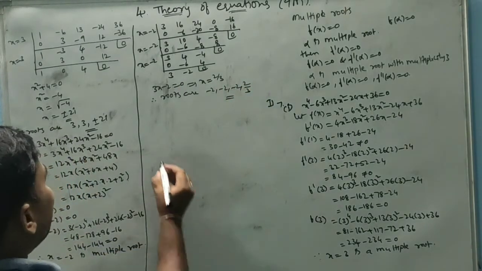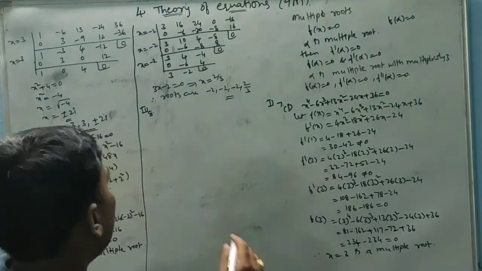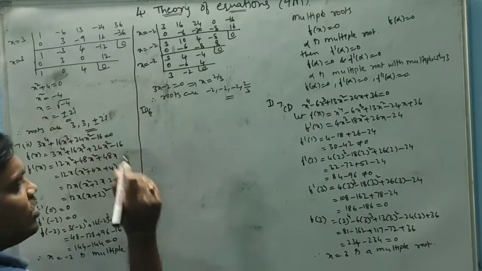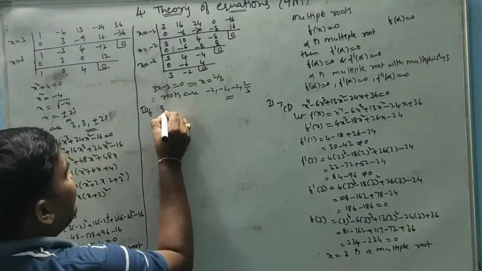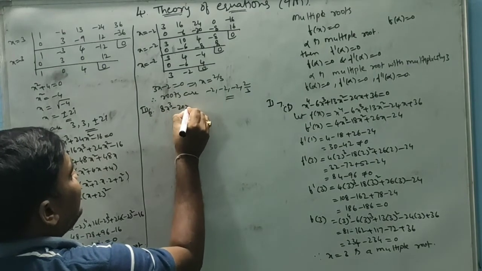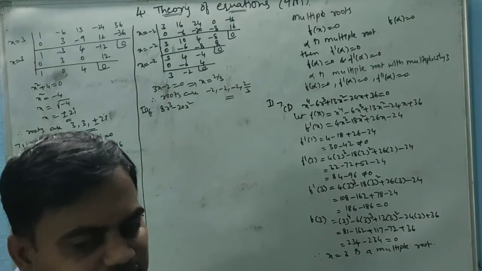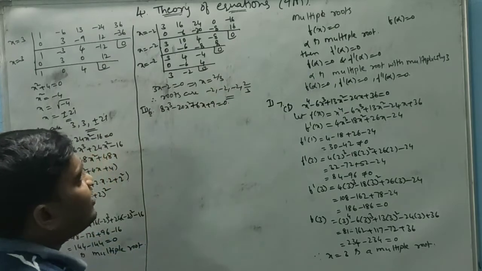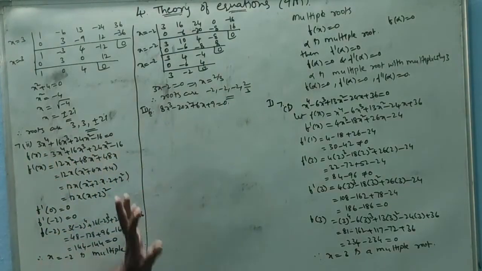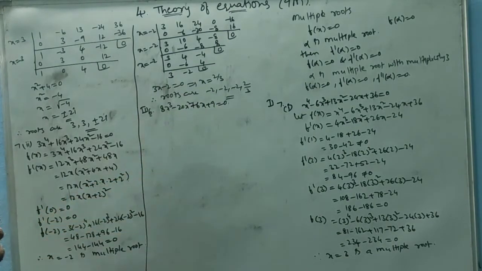Next, third bit, sixth question. The equation is 8x cube minus 20x square plus 6x plus 9 equal to 0. So this is the equation. We need to find out the multiple roots. 8x cube minus 20x square plus 6x plus 9 equal to 0.